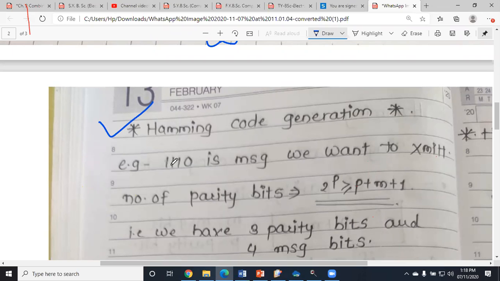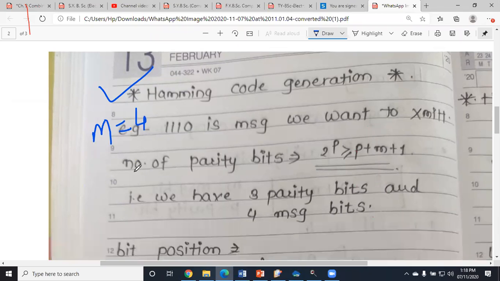See, for an example, 1110 is the message we want to transmit. आता आपल्याला मेसेज सिग्नल दिलेला आहे, मेसेज बिट इक्वल टू 1110. मेसेज बिट किती आहेत तुमचे? m is equal to 4. So one thing is clear, m is equal to 4. Now we have to find the number of parity bits. How to find number of parity bits? 2 raised to p is greater than or equal to p plus m plus 1. Correct. So by using this formula, we are going to find number of parity bits, which we already found. We have 3 parity bits.